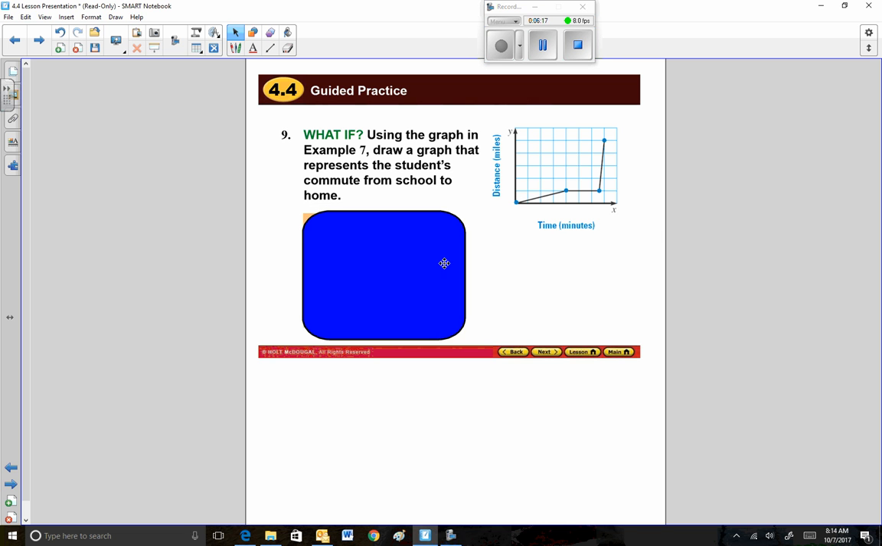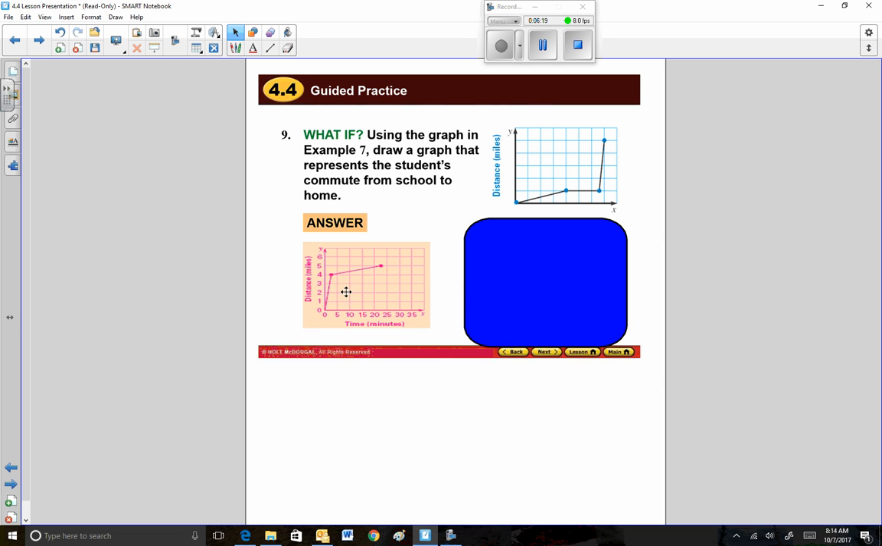Welcome back. Let's take a look. This is what your graph should look like. You hop on a bus, and then you walk home. All right.